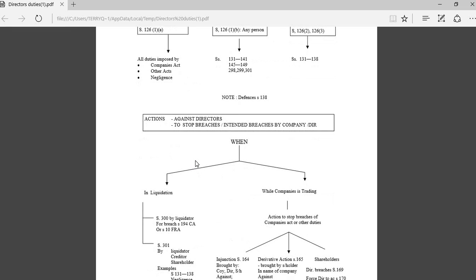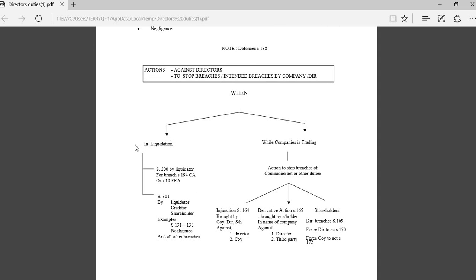Now, just to mention something first, though, we'll come back to that, is when do we actually sue the directors? Well, predominantly directors are sued in a liquidation, by which time it's too late to save the company, so we're talking about suing directors to get money to help pay creditors. However, while a company is trading, you can take actions, one of which will be section 164, which is an injunction order to stop. So if you're a minority director of a company and you don't like what's happening and you believe the directors are breaching the Companies Act, you can seek an injunction to have the court order them to stop the action.